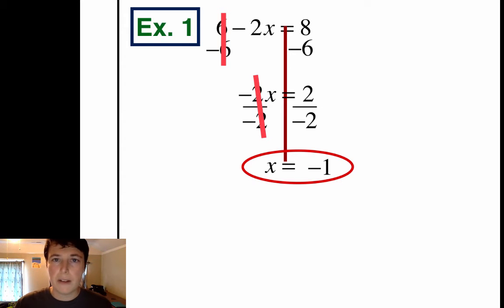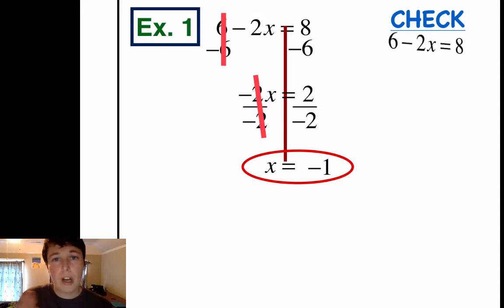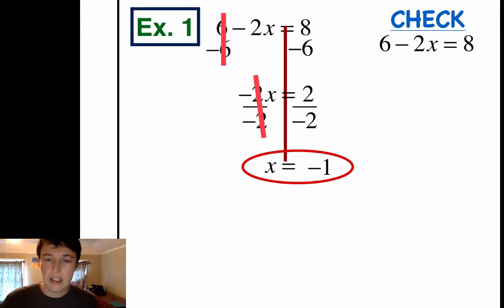But I want to go farther today. For this video, we want to focus on how do I check it. So here's how you check it. You go off to the side and you write check. That way someone knows what you're doing. Then you copy the problem. 6 take away 2x equals 8. But don't solve it again. If you solve it twice, you're just double doing the same work. Like, that doesn't make any sense.